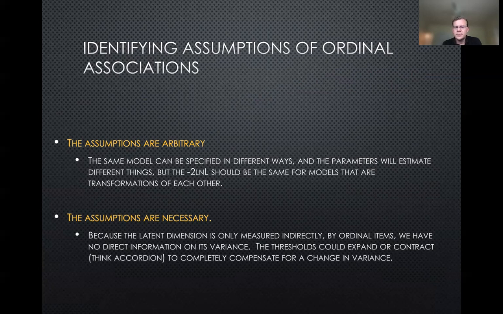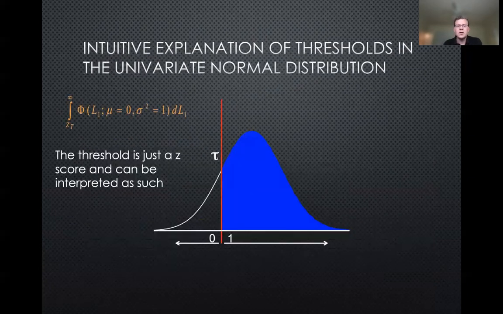These arbitrary assumptions, however, are absolutely necessary because we don't directly measure this latent liability. We have no information about the means or its variances, and the thresholds could expand or contract, think something akin to an accordion, to compensate for any kind of change in variance. So we have to make some sort of assumption about the variation and the means, but which ones we do are pretty much arbitrary. So what does this threshold mean?